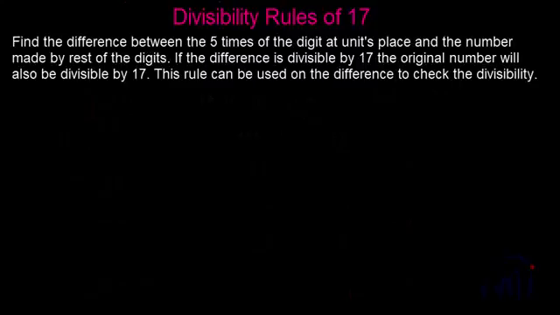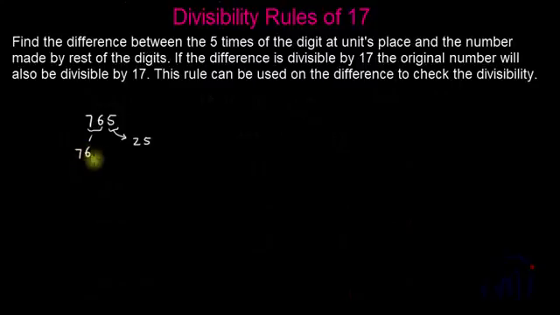If a rule can be used on the number, then the rule can also be used on the difference to check the divisibility. So let's take a few examples and try to learn this rule. The first number I'm going to take is 765. We take this 5; 5 fives are 25, and the number made by the rest of the digits is 76.